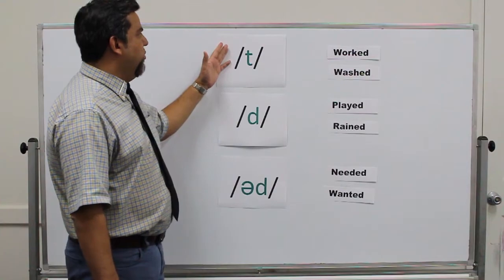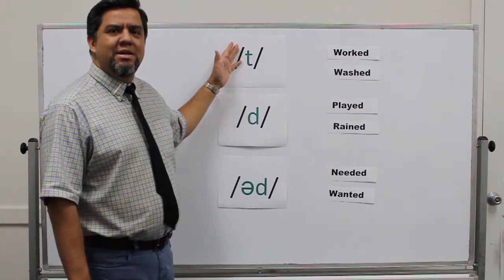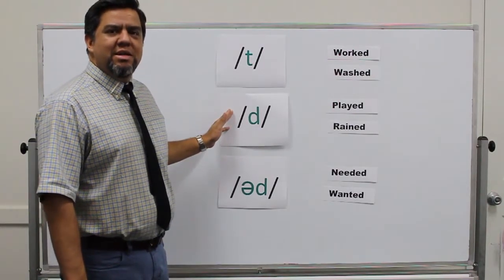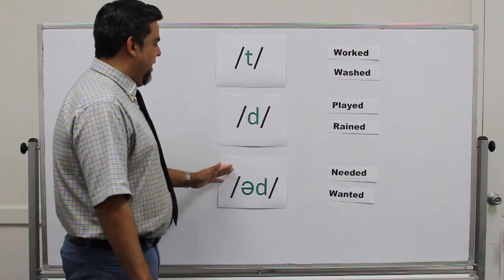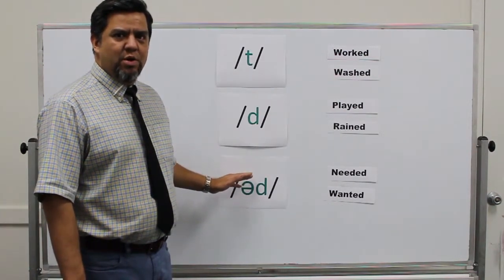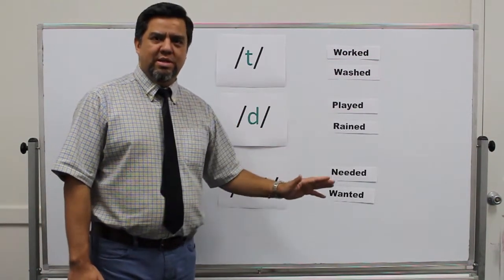The first group will be the verbs that finish in a T sound. The second group, the verbs that finish in a D sound. And the last group, the verbs that finish in an id sound. These verbs will finish in T or D.